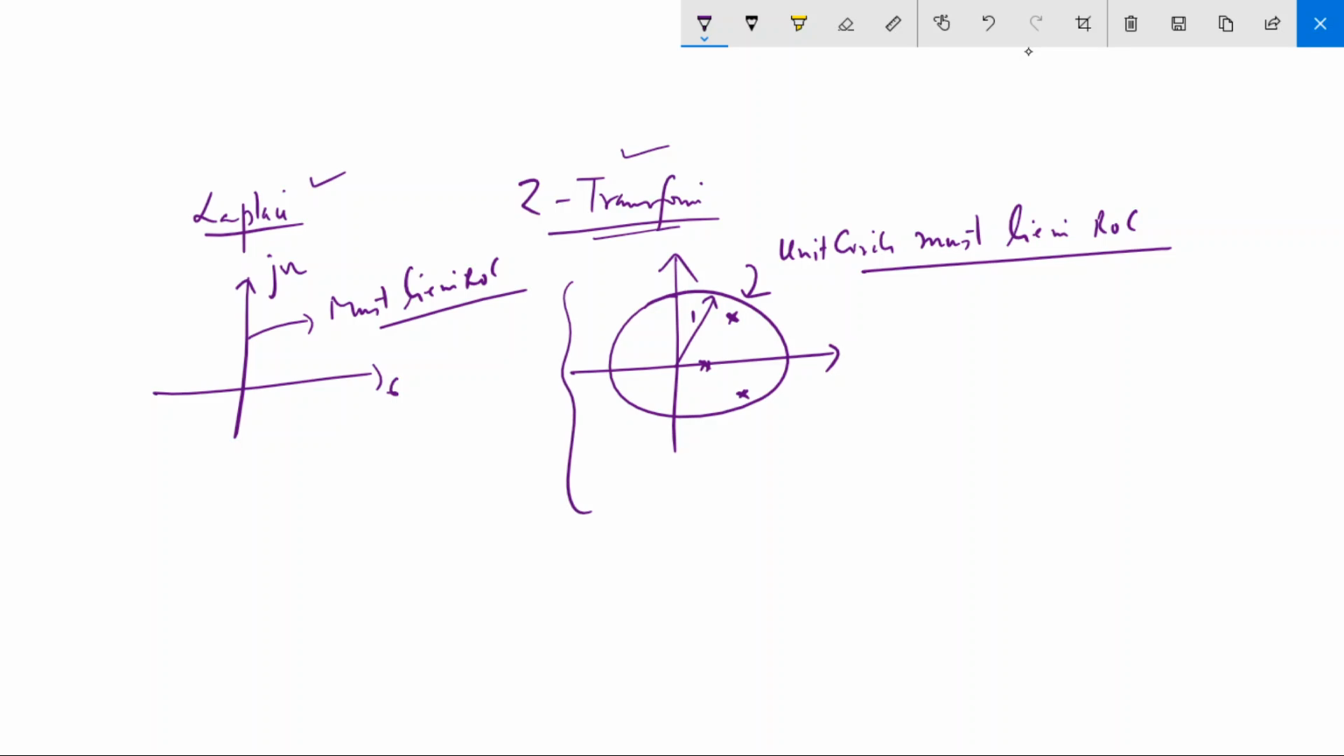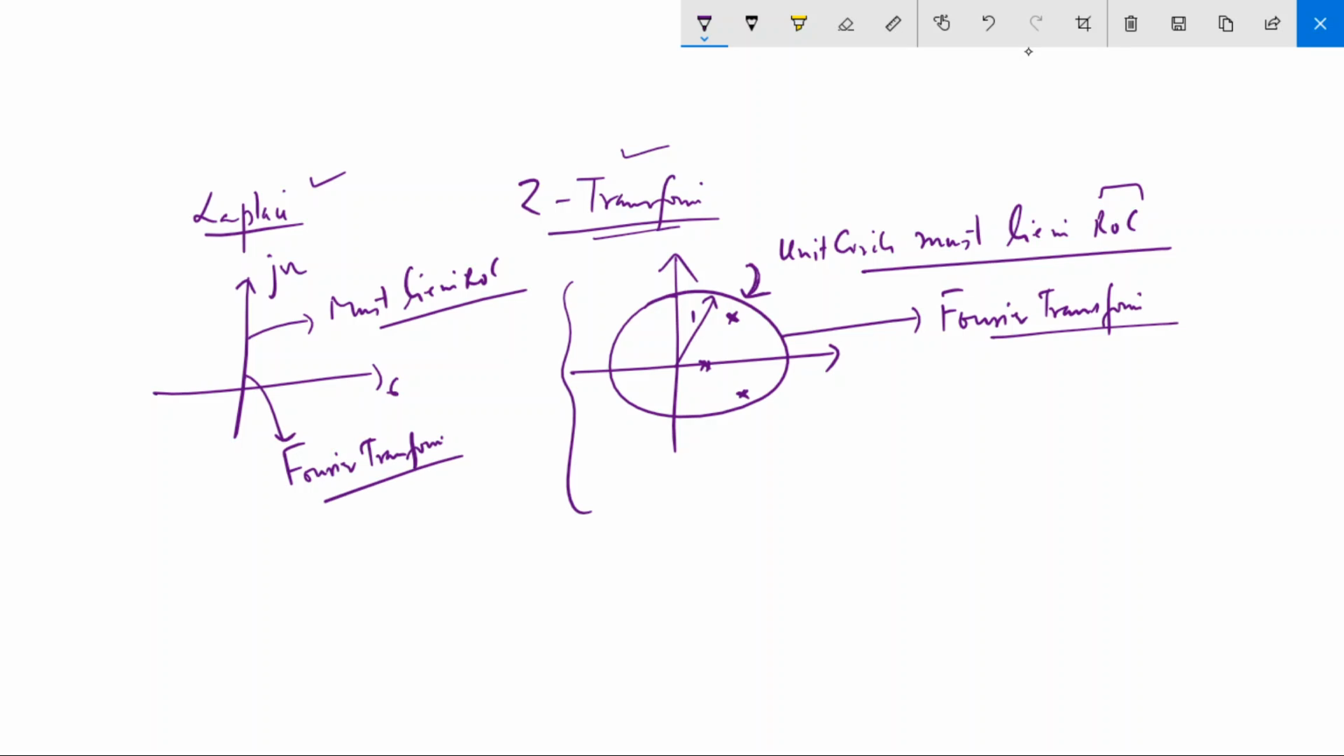See, for this case, if the unit circle lies in the ROC, the region of convergence is basically the set of points in the Z plane where the Z transform takes a finite value. And if the unit circle lies in the ROC, when you see the relation between the Z and the Fourier transform, you will see that on the unit circle your Z transform becomes the Fourier transform. Okay, similarly in the Laplace transform, on the imaginary axis the Laplace transform converges to the Fourier transform.